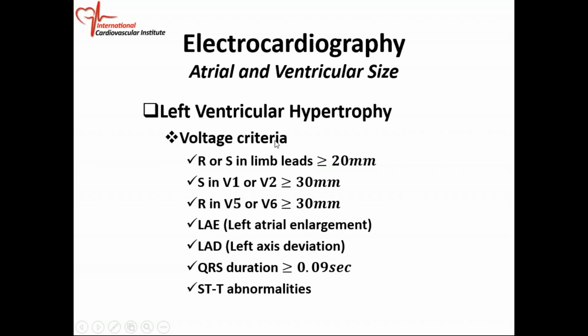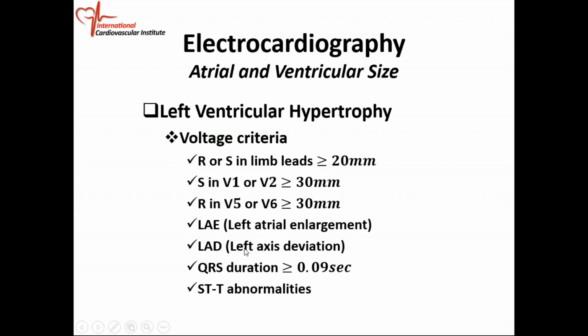So if you have these voltage criteria and you also have left atrial enlargement, remember for left atrial enlargement, the best lead is probably lead V1. If you have a terminal P negativity which is more than one tiny block in width and more than one tiny block in height, you more than likely have left atrial enlargement. So if you have these voltage criteria plus left atrial enlargement, your chance of having LVH is very, very great.